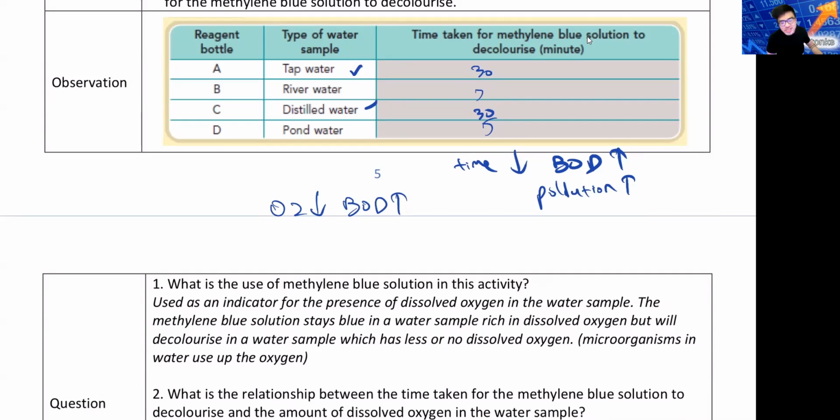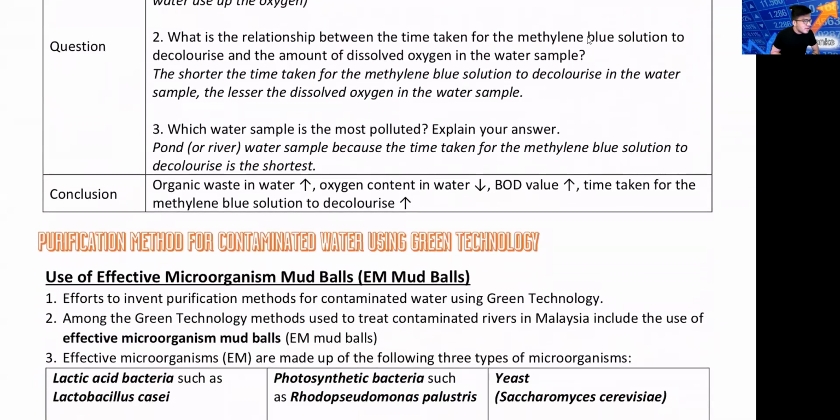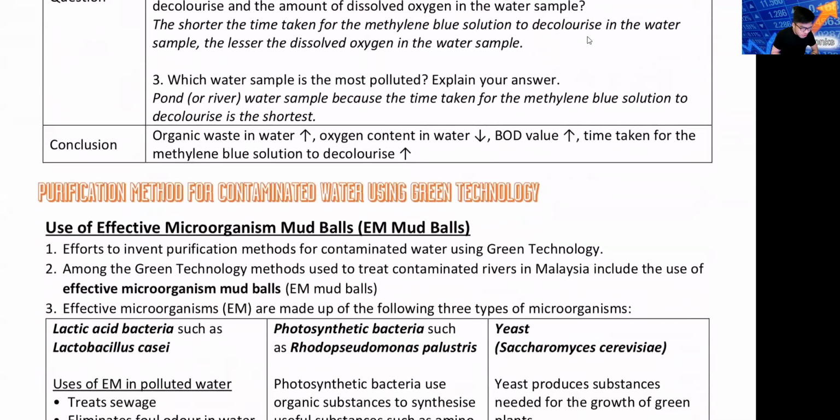The older generation, the boomer generation, some of them are very stubborn, very hard to teach. They will think, that person is doing it, why can't I do it? You see, in Japan, no such thing. The river water is very clean. So if you compare Malaysia river water and Japan river water, of course there is going to be a huge difference. Anyway, conclusion: the organic waste in water increases.